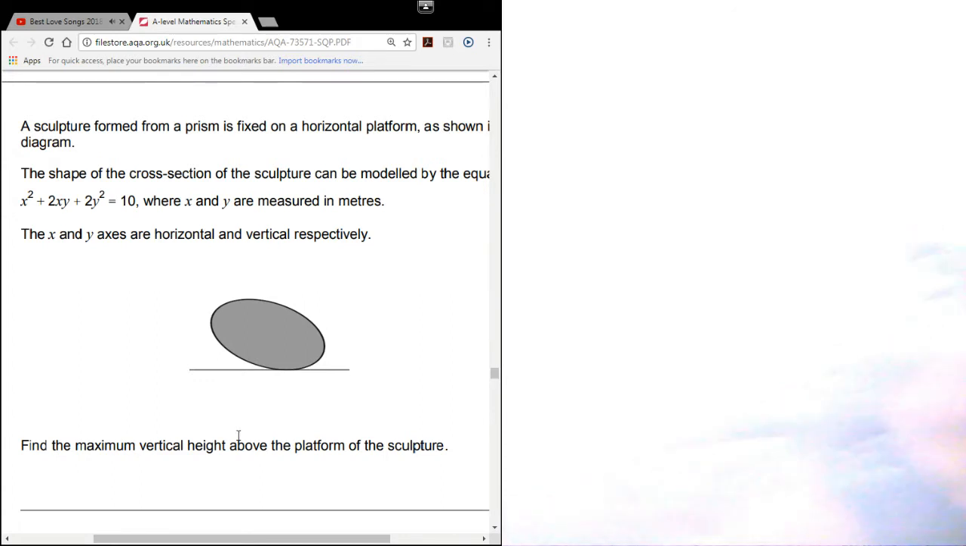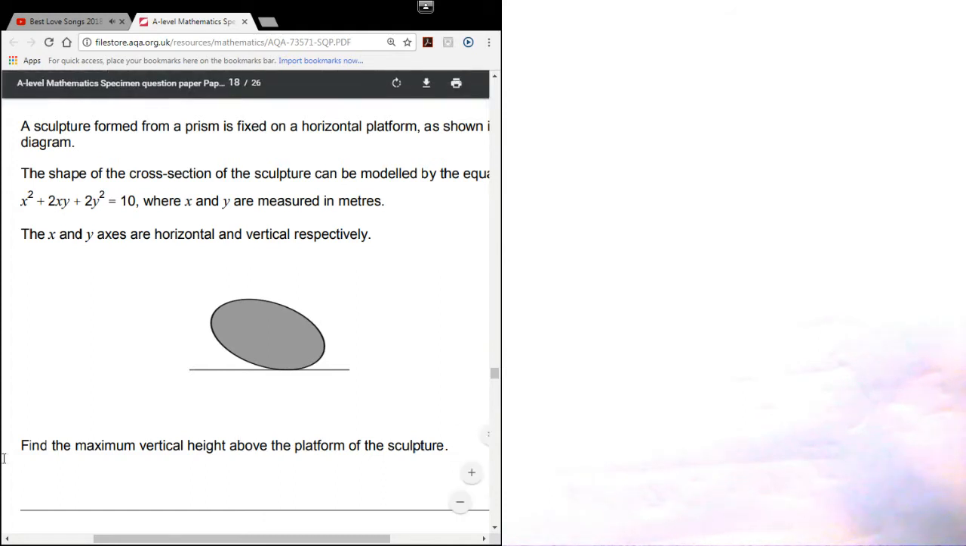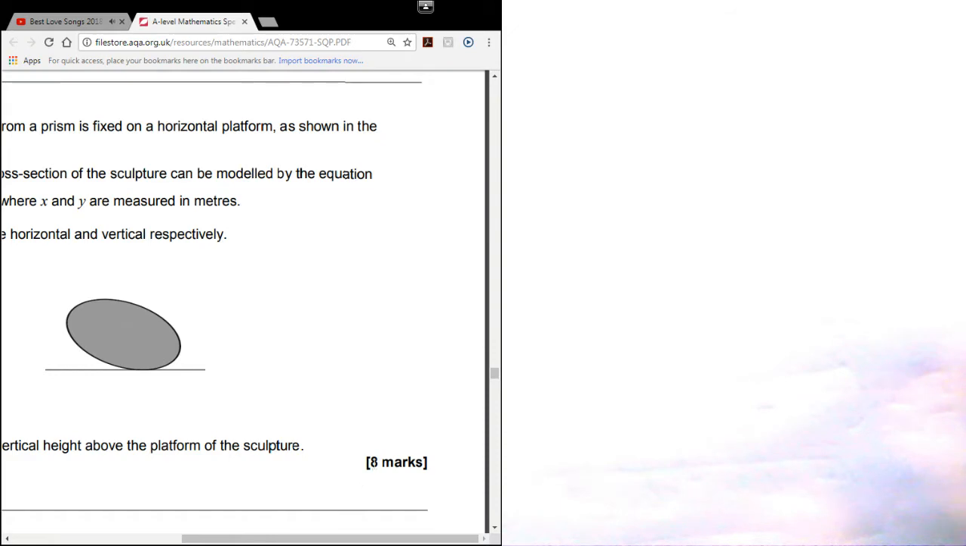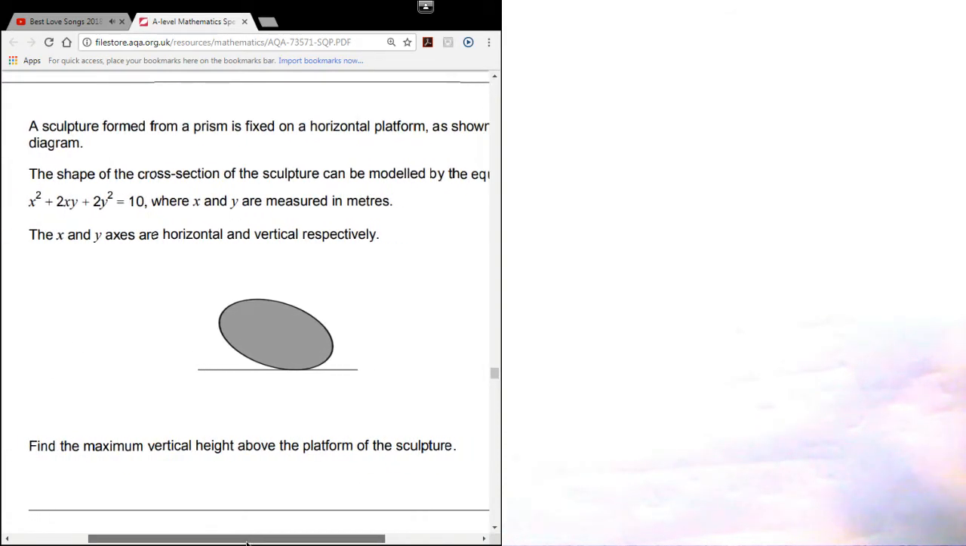Right, this question is a very interesting one because if you've not practiced past papers before, trust me, you will be confused. It's 8 marks, right? Because it's 8 marks, it tells you that it's something you really want to listen to.